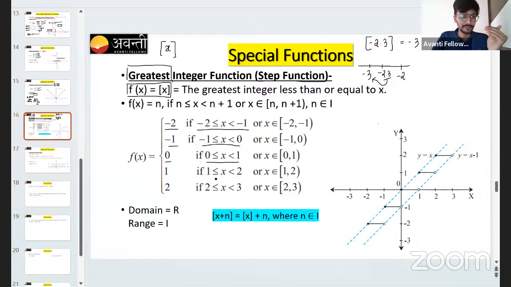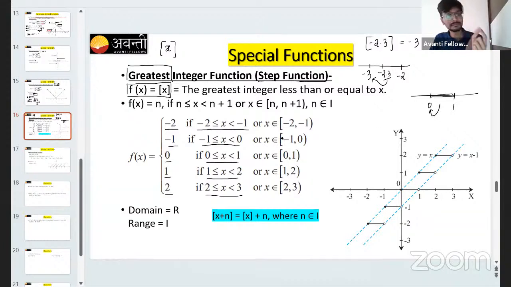If the input is 1 to 2, answer is 1. If the input is 2 to 3, output is 2. And you can continue again. So this is divided into infinite parts. Let us understand this. Here x is between 0 and 1. If we take any number between 0 and 1, the integer less than it will always be 0. You can see it on the number line. Any number between 0 to 1 will give me answer 0.